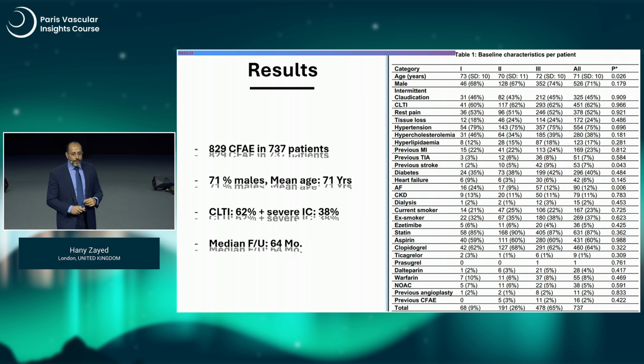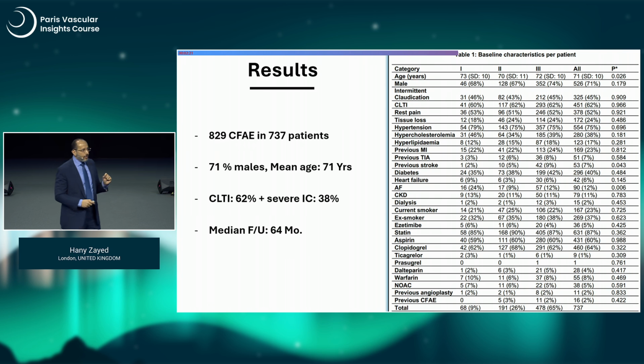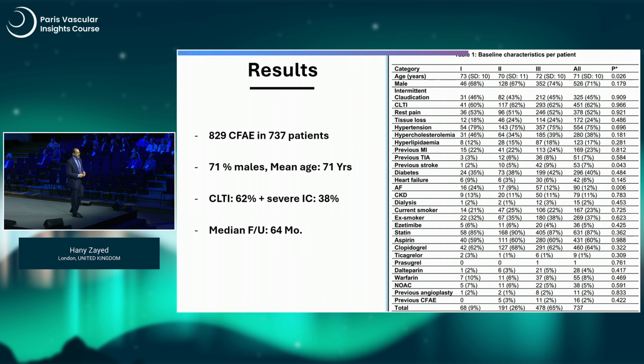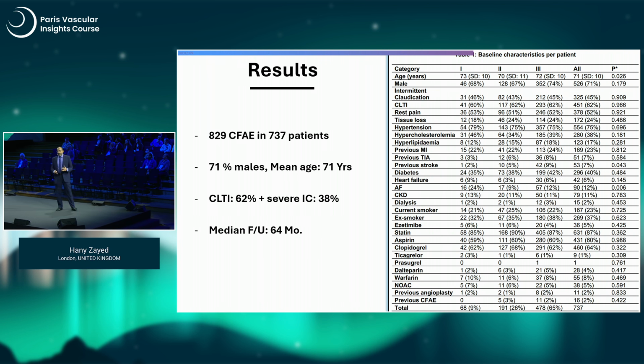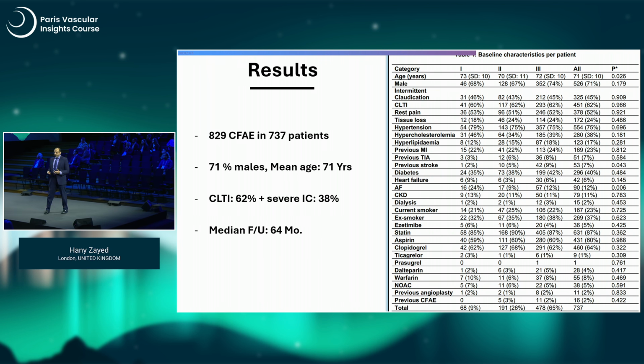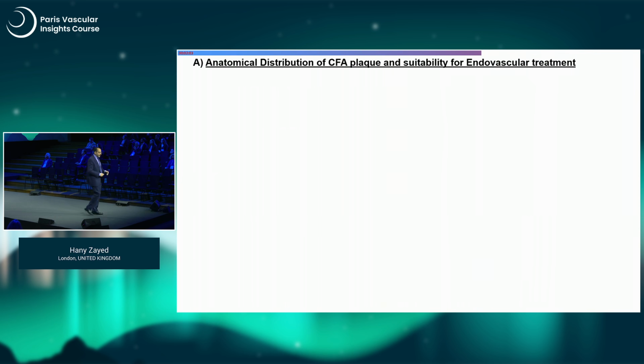So what did we come up with? We managed to recruit 829 femoral endarterectomy patients, which is a good number, so you can get some meaningful data from it. The vast majority were men, and two-thirds were CLTI. This is the type of operations and patients that we deal with, and we followed them up for almost 5 years.